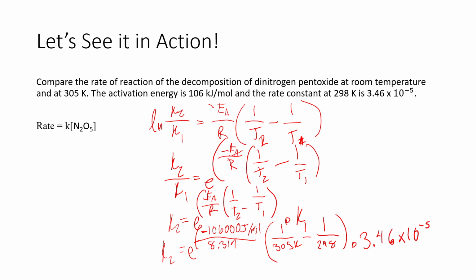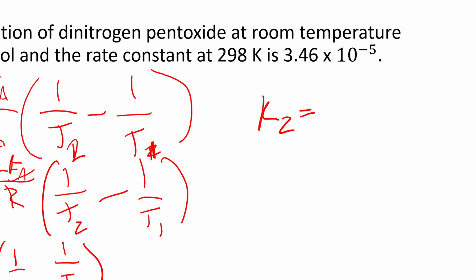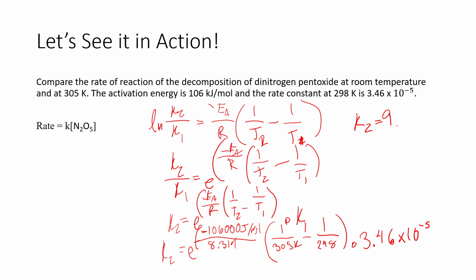And when we do all this math, we should eventually get that K2, just do the whole thing, see if you get the same answer. We'll get that K2 is 9.63 times 10 to the minus 5.